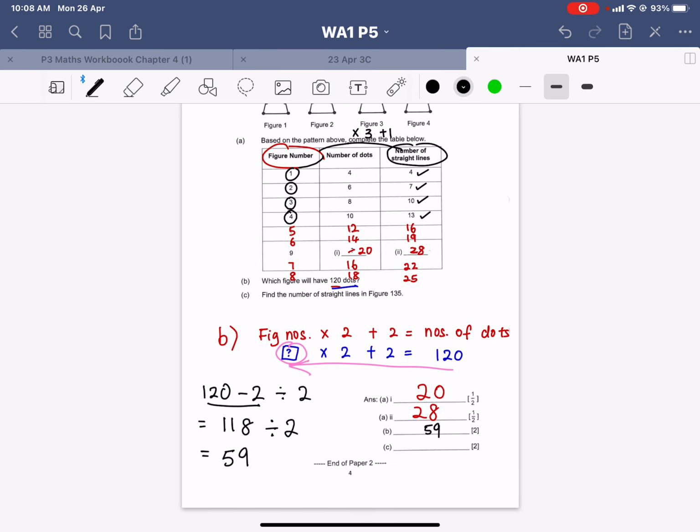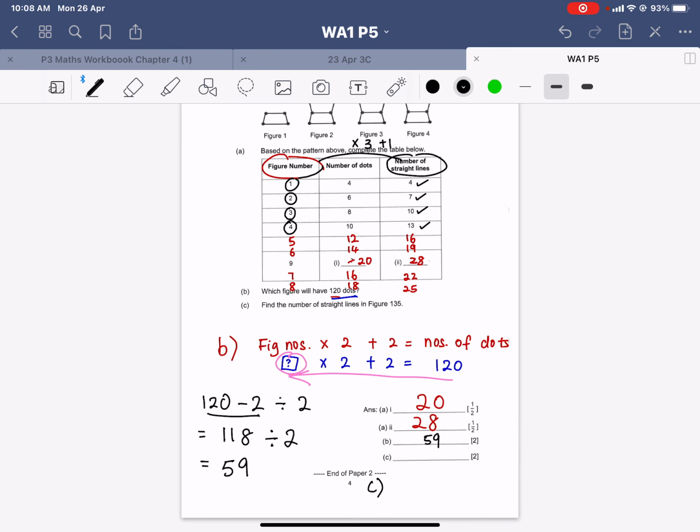Now, since it works, this helps us to solve C already. It is figure number times 3 plus 1. So a lot of different ways to find a cheat code. Figure number is 135 times 3 plus 1. We will be able to find the number of straight lines. So in this case, 406.